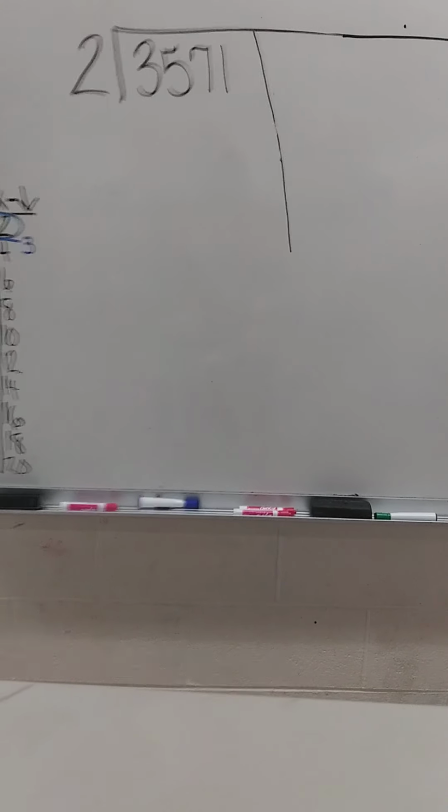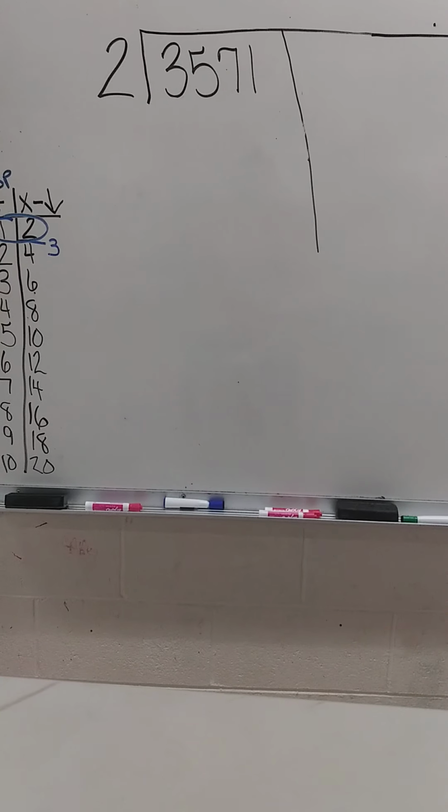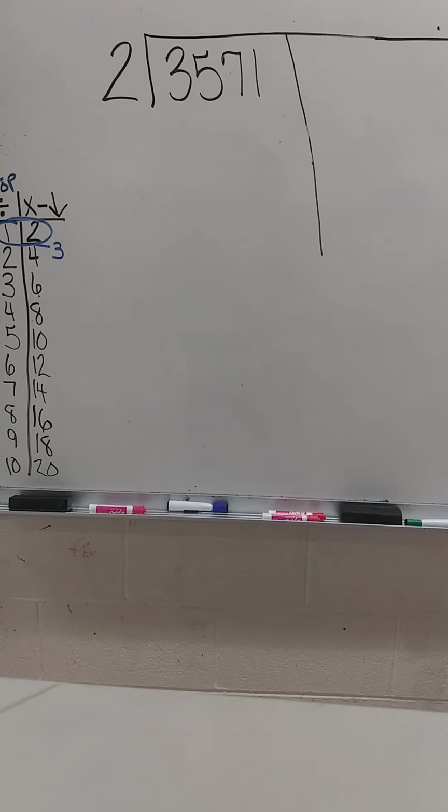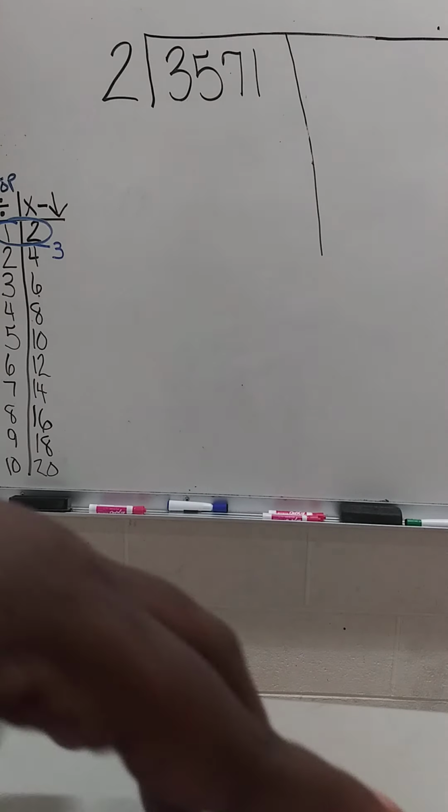So this is our third practice problem. 3,571 divided by 2. So your first step is, what is it? Yes, T-chart. 30 seconds, T-chart, go.